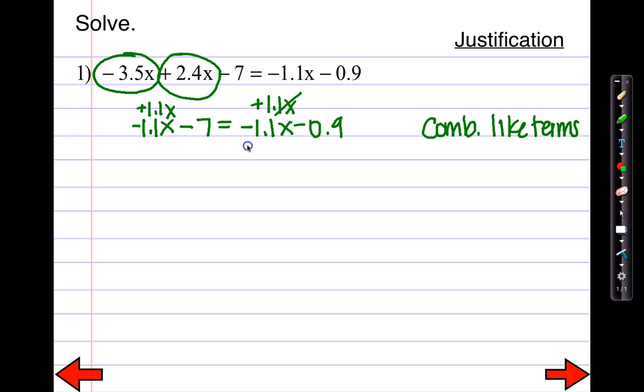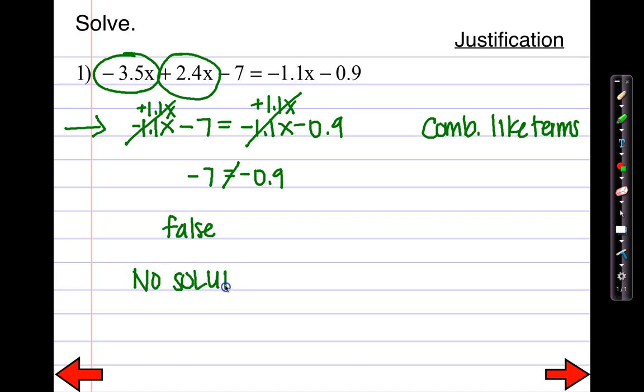By doing that, notice this is going to cancel out to 0. Oh wait, this side also cancels out to 0, leaving me with just -7 equals -0.9. Here, it's a false statement. So guess what? Like I said, we knew from this stage right here, from that step, it was no solution. But here's further proof. This is in the form A equals B. This is false. And because it's a false statement, I'm going to go ahead and say that this is no solution.